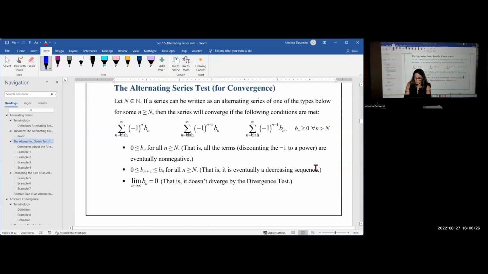Let's now talk about what the alternating series test for convergence actually is. We're going to assume that we have some series that for some value of n greater than uppercase N, the tail of the series begins to alternate. So we have an alternating series. So we've got some (-1)^n, or (-1)^(n+1), (-1)^(n-1), something like that.